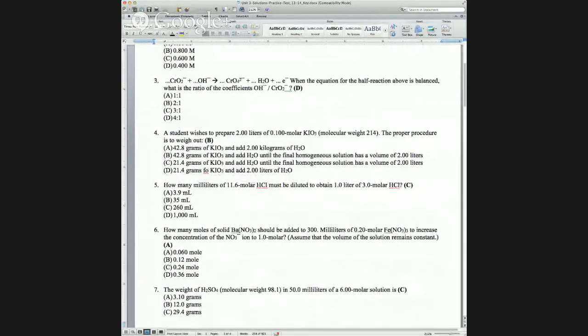How many milliliters of 11.6 molar HCl must be diluted to obtain 1 liter of 3 molar HCl? So this question is about a dilution. So M1V1 equals M2V2. So I'm going to go ahead and share the bamboo tablet.